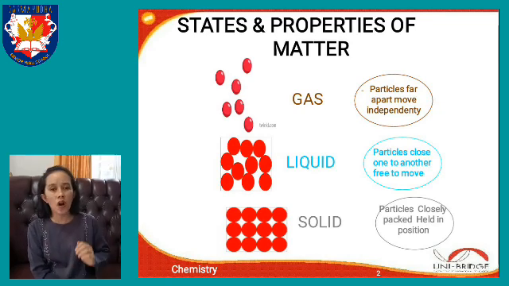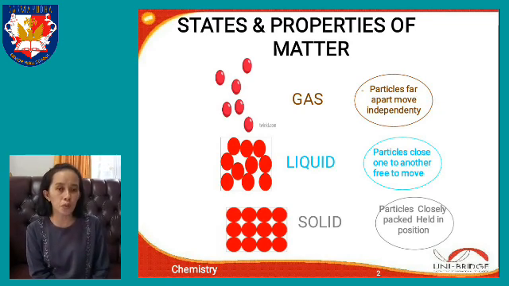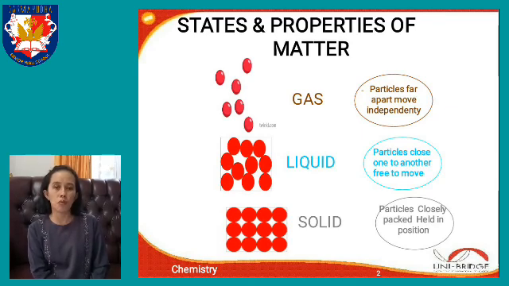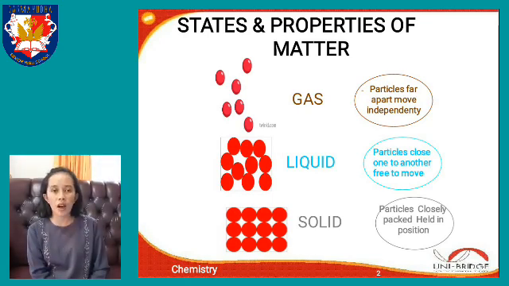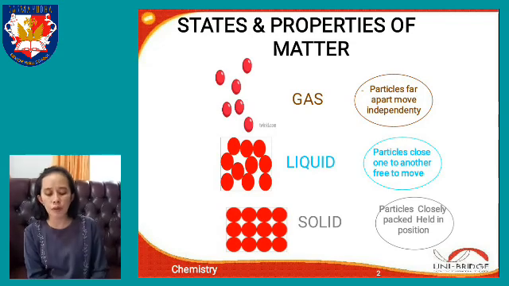In solids, the particles are very near to one another. In liquids, the particles are not too far from one another. And then in gases, the particles are very far from one another. That's why solid, liquid, and gas have different properties.